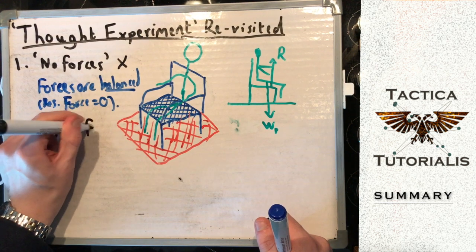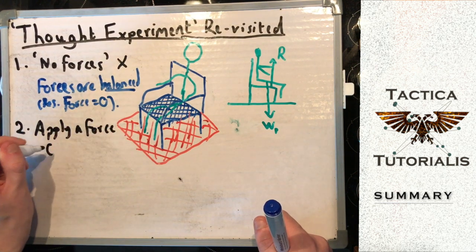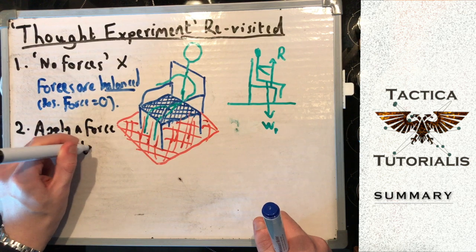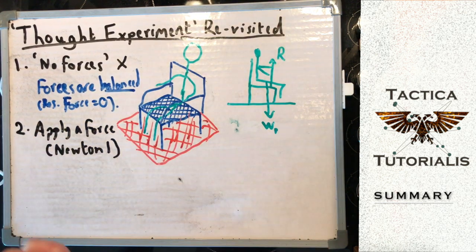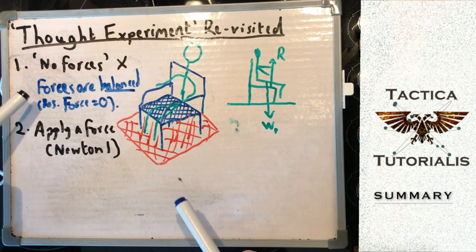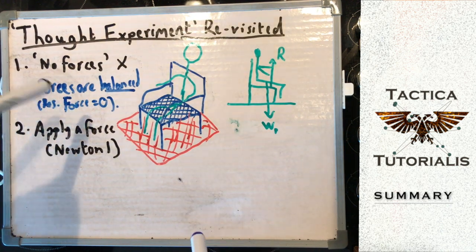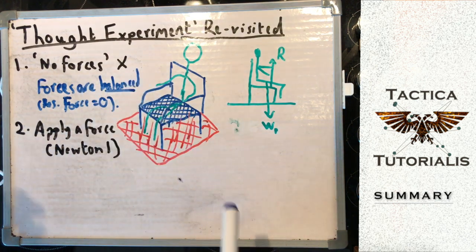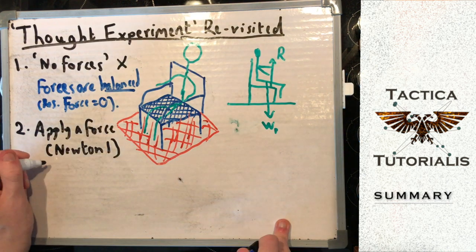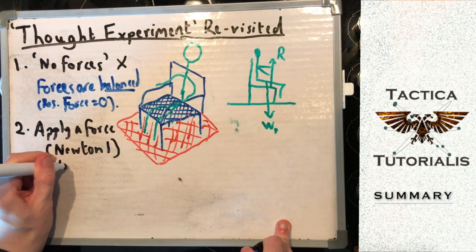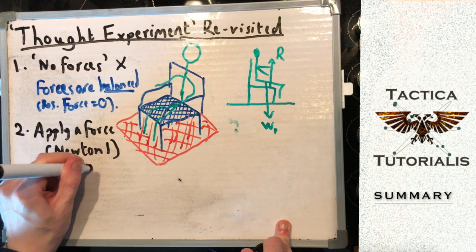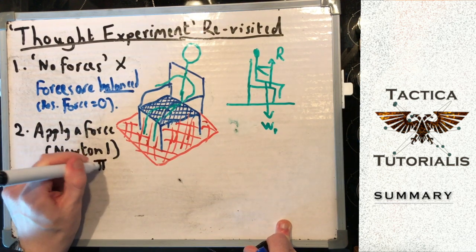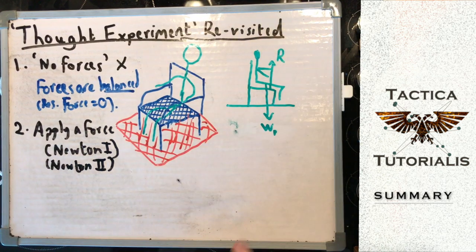You apply a force, and that essentially is Newton's first law. So this is coming from Newton's first law from one angle and saying that balanced forces means no change in the state of motion, so they just stay still. But if you apply a force, then you get a change in the state of motion, and that then leads to an acceleration, which means that they change speed and therefore start to move according to Newton's second law.